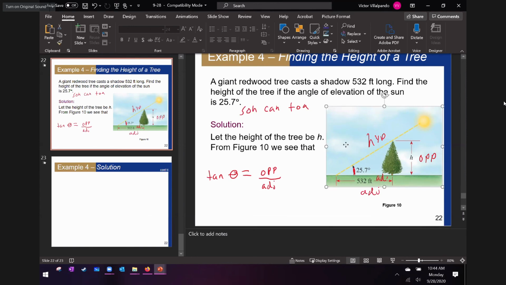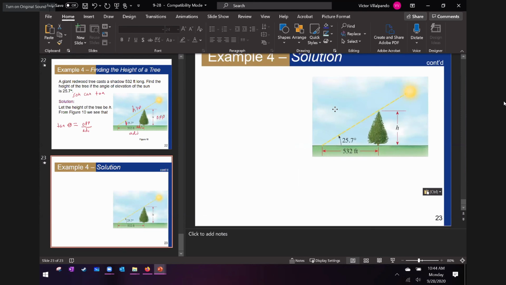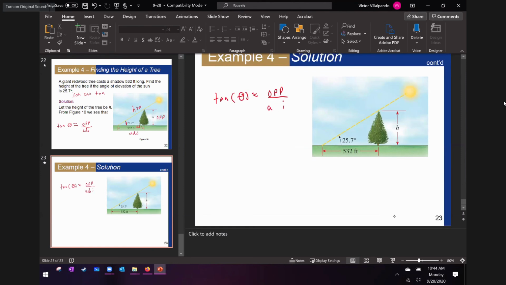So let's go ahead and finish this problem off for today's lecture. Perfect. So here, let me put tangent. Tangent of theta is going to be opposite over adjacent. So we know it's 25.7. So we have tangent of 25.7, and again, this is degrees. Opposite, I don't know, we'll call it H. I know the adjacent to be 532.